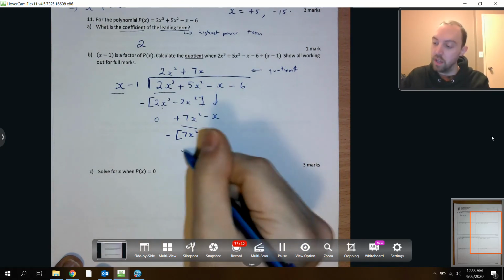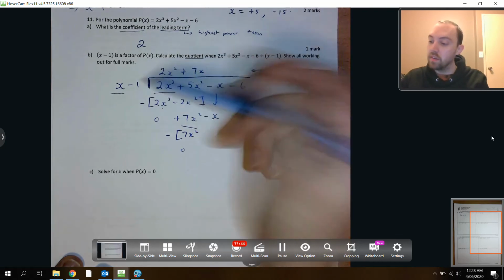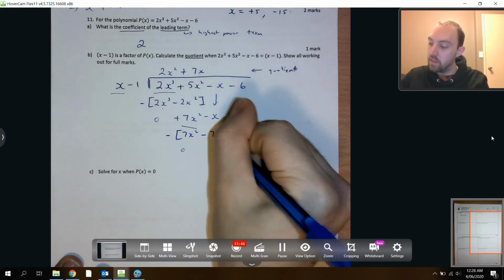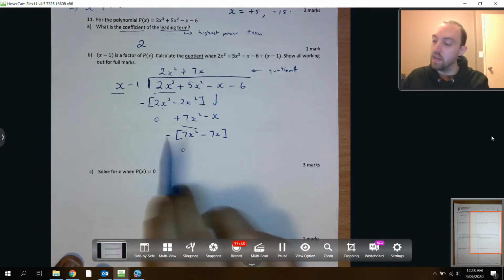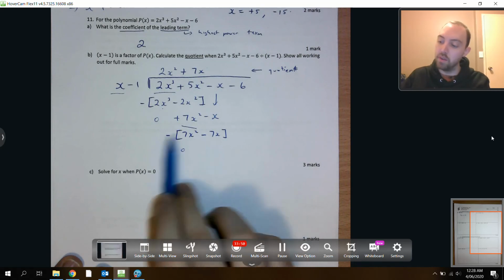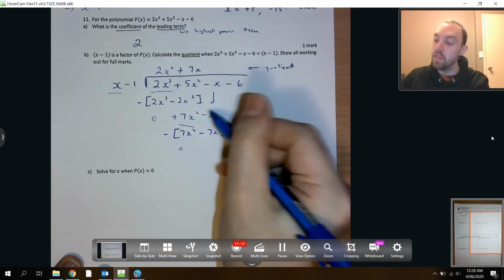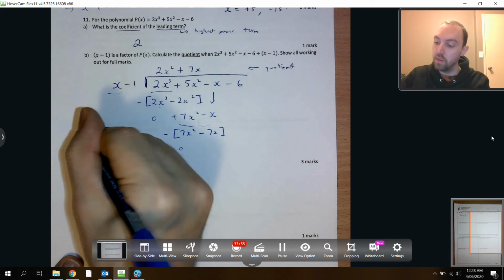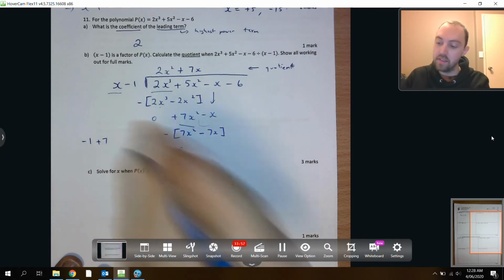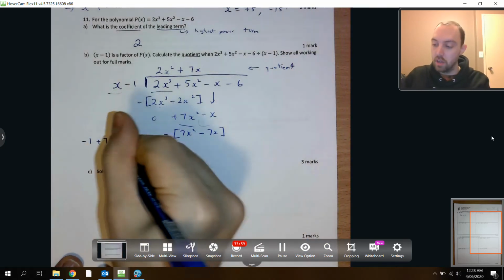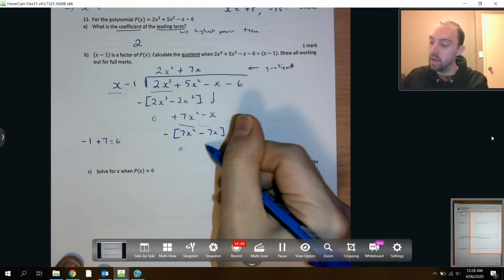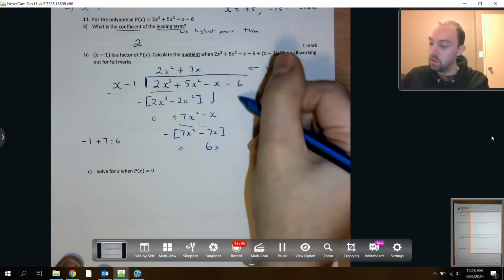These two are going to cancel to 0. 7x times negative 1 is negative 7x. But again, I've got negative, negative makes a positive, so I'm adding 7x. This is a negative, so on the side I'm doing negative 1, add 7. You've got to be quite efficient with your negative numbers, otherwise more mistakes.